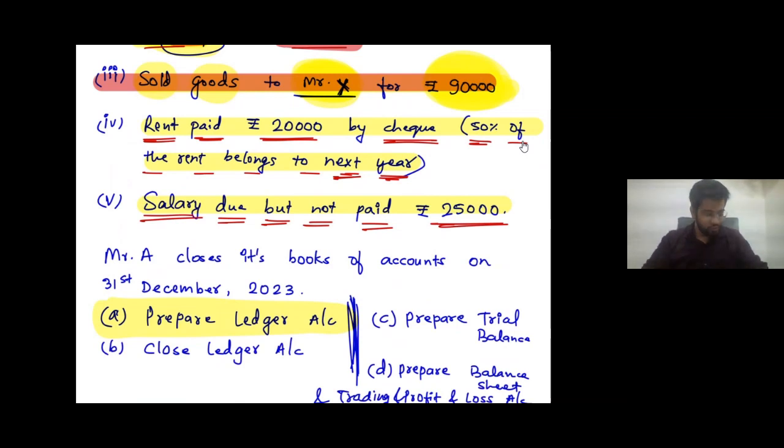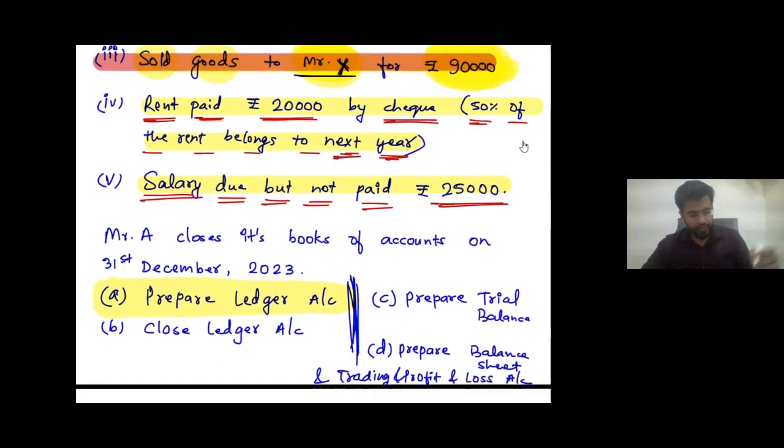Okay. So the third entry was sold goods to Mr. X. Mr. X has not paid me the amount, so I will debit Mr. X by 90,000 and credit the sales account by 90,000, resulting into my debtor. Then we have rent paid of 20,000 by check, and 50% of the rent belongs to the next year. So what we did, rent account debit with 10,000, which is the cost of the current year, prepaid rent account debit with 10,000, which is the cost of next year, to your bank account because it is paid out by check, to bank account, that is 20,000.